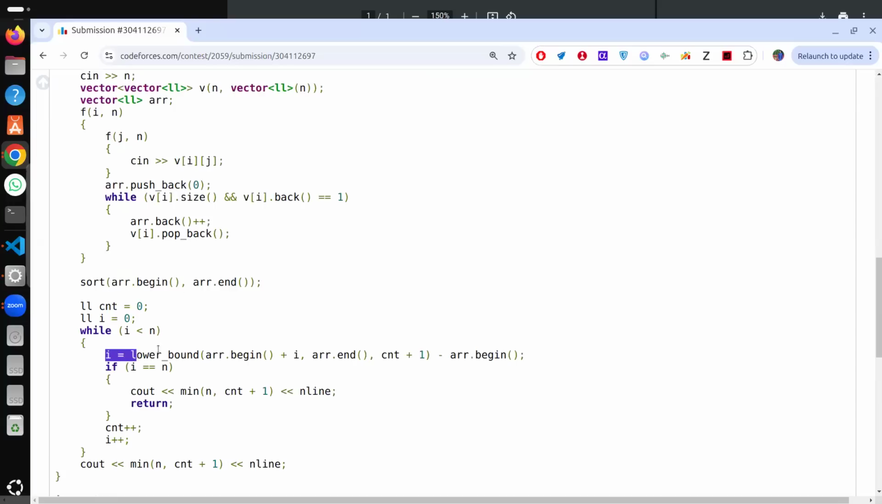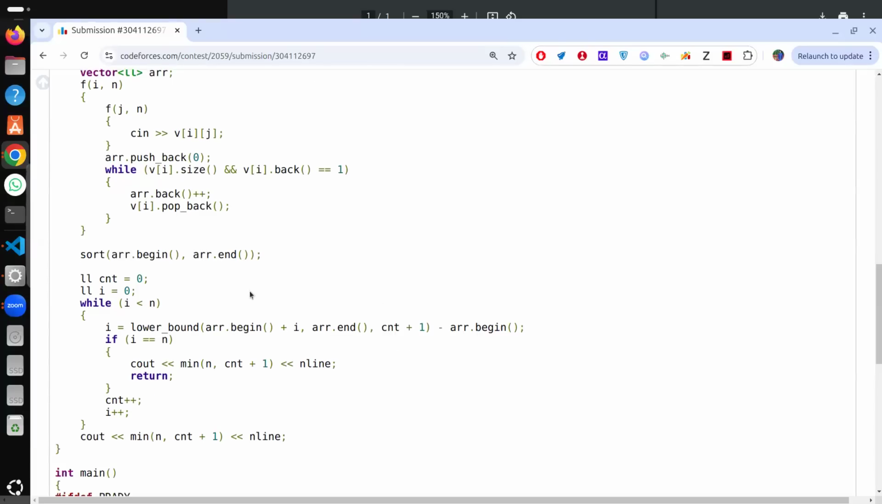So i is lower bound, arr begin plus arr end, count plus 1. Basically, I am just searching for count plus 1. I'm doing count plus 1 because 0 will definitely be there. It is definitely possible to make a 0, right? So therefore, I am starting with 1. Count plus 1 minus arr dot begin. All right. So I'm starting with arr dot begin plus i because I actually cannot take those. See, I made a wrong summation because I was starting from arr dot begin only.